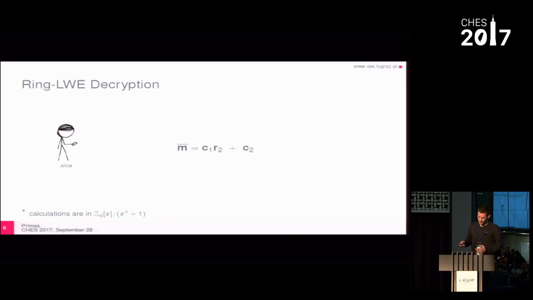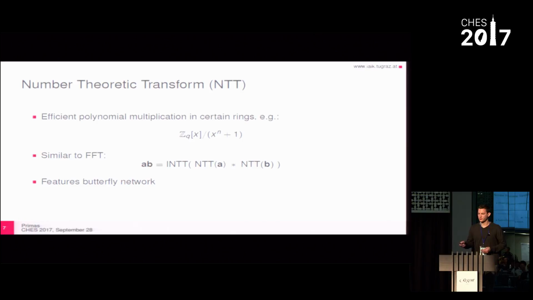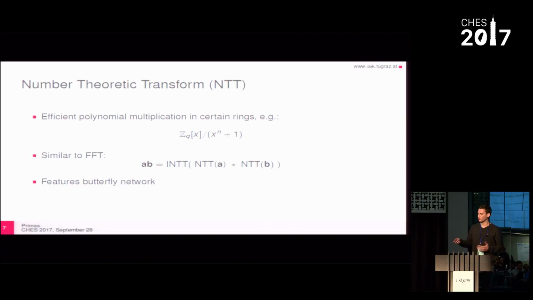Now, one problem with this decryption so far is that it's quite inefficient because, as indicated down here, we need to perform those operations in a certain polynomial ring, which means that at some point we need to perform a reduction. If you use the standard solution, for example polynomial division, then this gets quite inefficient because the runtime of polynomial division is not very fast. So what can we do about that? Well, there's the so-called number theoretic transform, which is basically an FFT that allows us to perform efficient polynomial multiplication, but now in a polynomial ring. And actually, it's the ring required by this encryption scheme, which is quite nice.